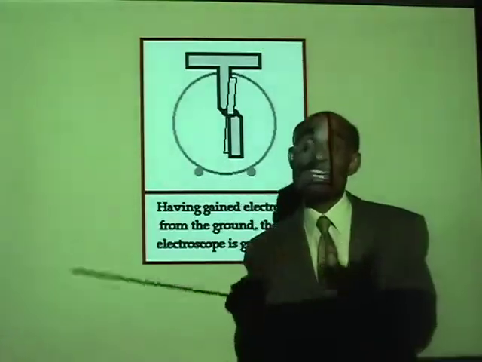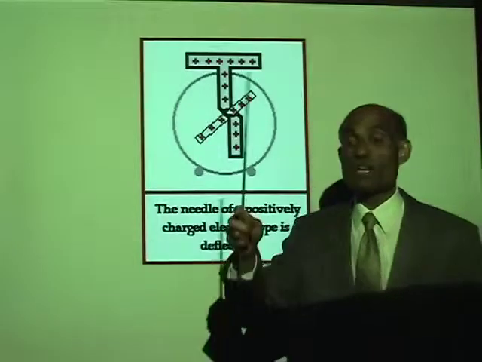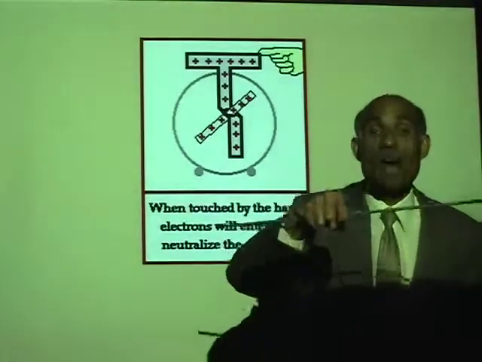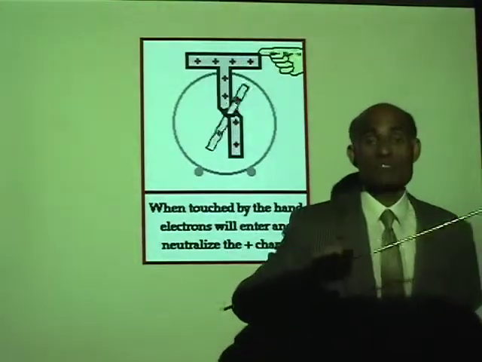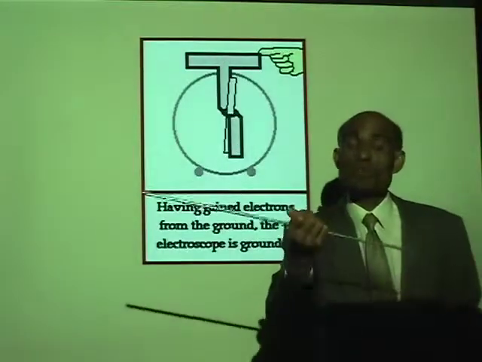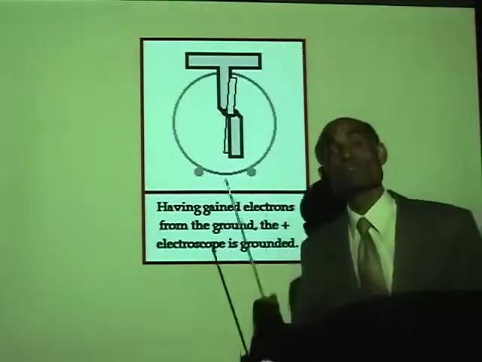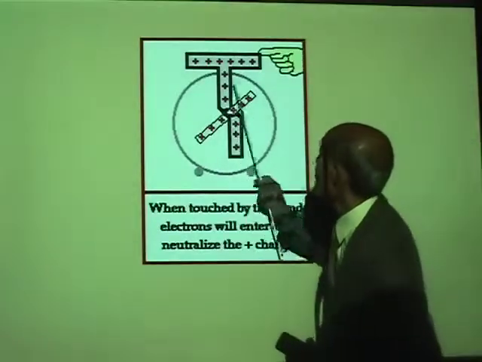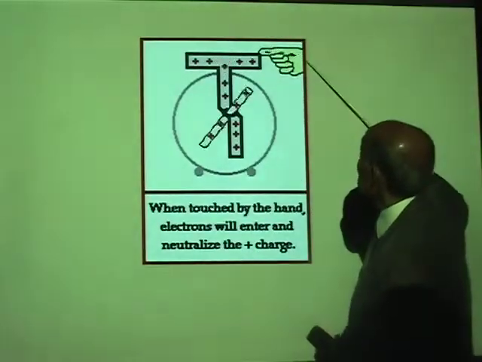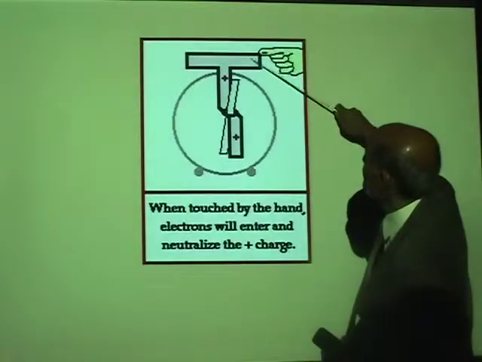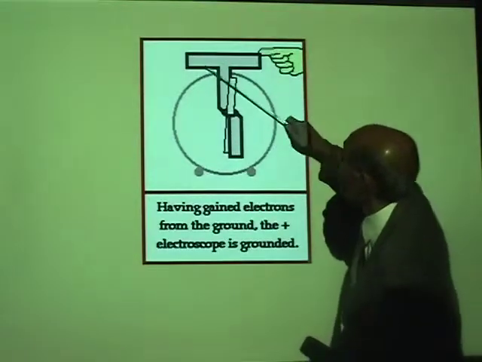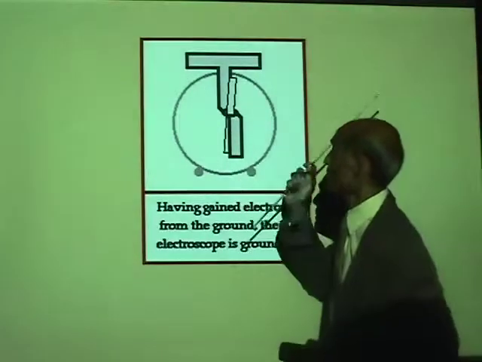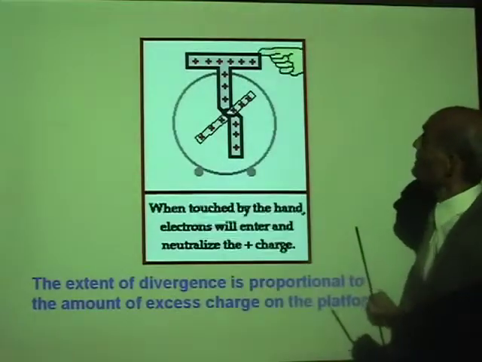So, if a negatively charged electroscope is grounded, grounded means you touch it, then the negative charges will flow through your body to the earth. On the other hand, if a positively charged electroscope is grounded, the negative charges from the ground will come in, neutralizing all the positive charges. The electroscope is now neutral. Okay.